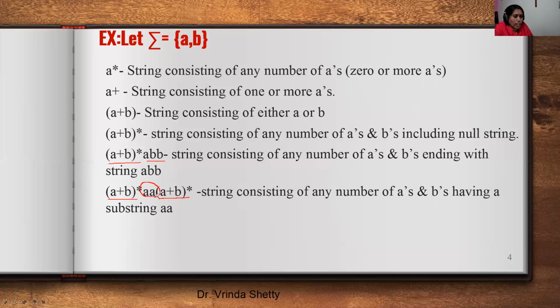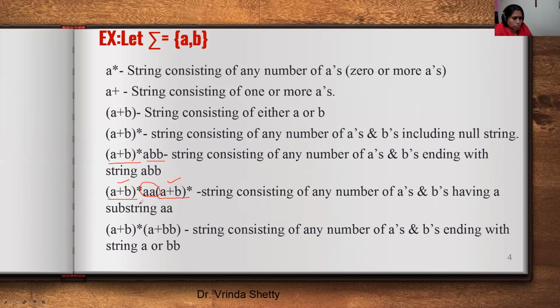If AA is at the start, then the first (A plus B) whole star will be epsilon, then AA followed by any number of A's and B's. If it ends with AA, then in the beginning it can take any number of A's and B's and it is going to end with AA. If the substring AA is in between, then both parts can take any number of A's and B's, but a minimum of the substring AA is present. This is how we write a regular expression for the string consisting of any number of A's and B's having a substring AA.